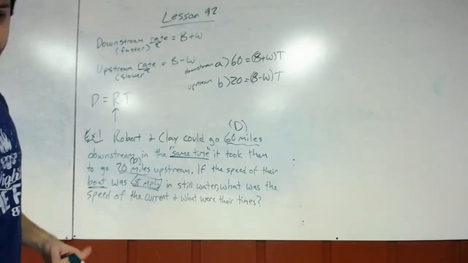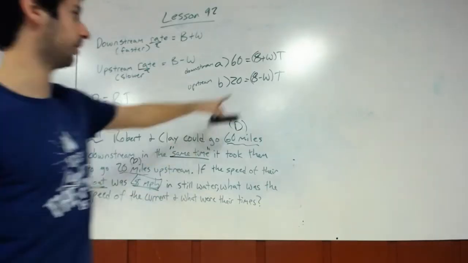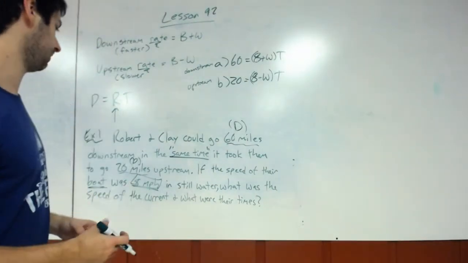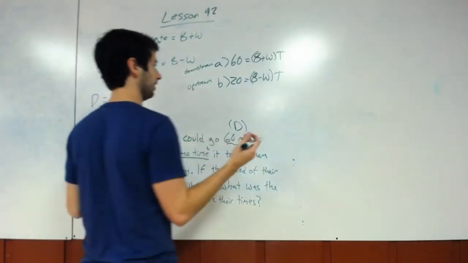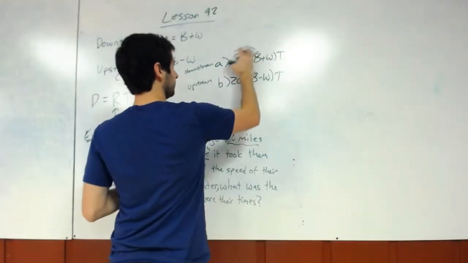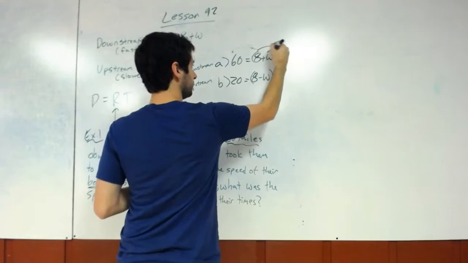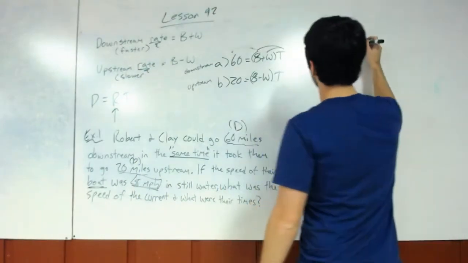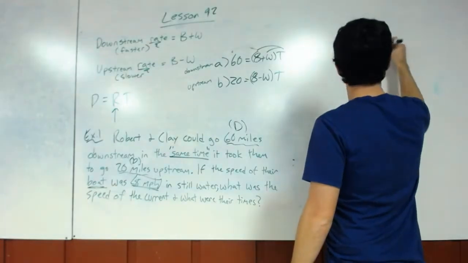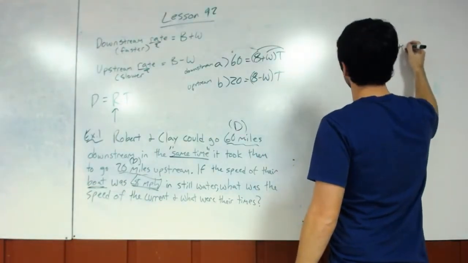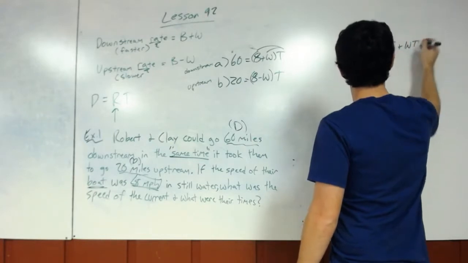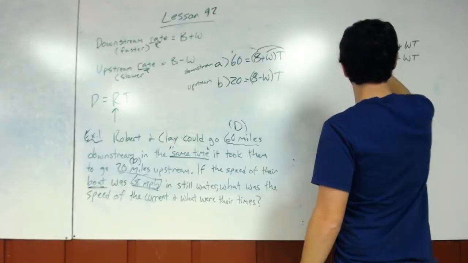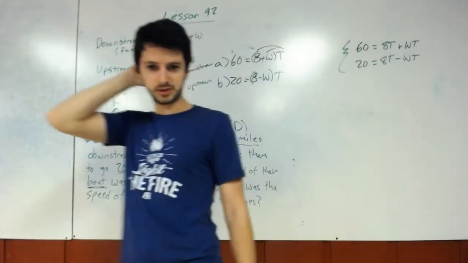I'll get to W in a second. But what was the speed of the current and their times? So from here we just solve. What's going to happen is we distribute those. So that's going to be 60 equals 8T plus WT, and then 20 equals 8T minus WT. So there's our two equations.